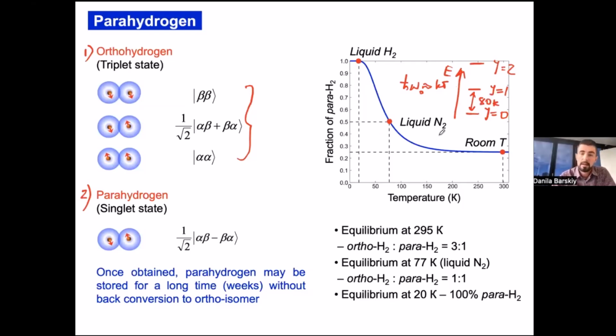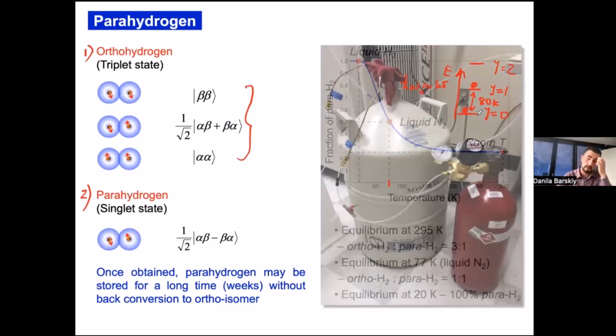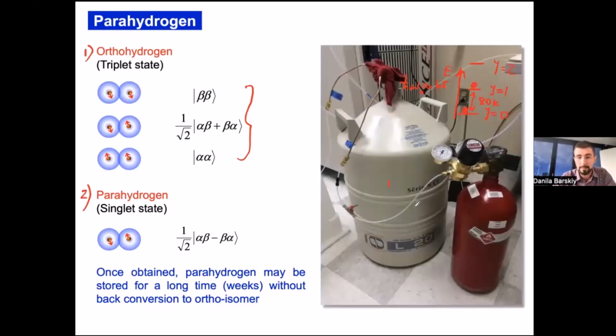It means that if you were able to reach equilibrium of rotational energy levels at 80 Kelvin, which is approximately the temperature of liquid nitrogen, you would populate equally the state with rotational energy level 1 and the state with J equal to 0. And that's what we are doing in our research very often. We basically use liquid nitrogen parahydrogen generators. We simply flow hydrogen gas, which is normal hydrogen gas at room temperature, with a 3:1 ratio of ortho and para isomers.